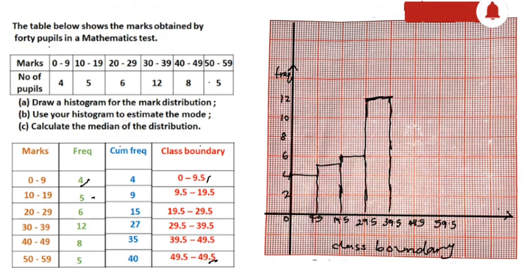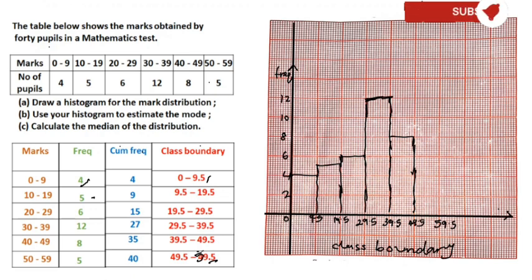Okay. Then we have 8 for 39.5 to 49.5. So we have 8 here, so I'm going to join this way. Okay. Then finally we have 5 for 49.5 to 59.5. This should be 59.5, not 49.5. Okay, so that's 5. So you can trace this way.